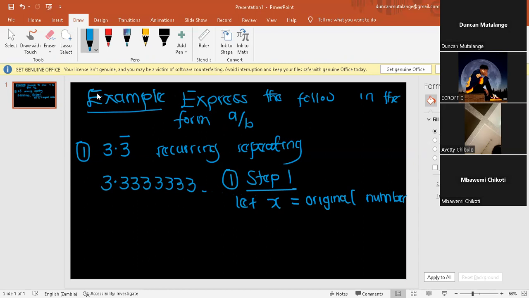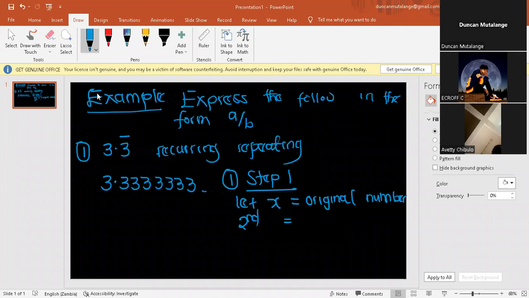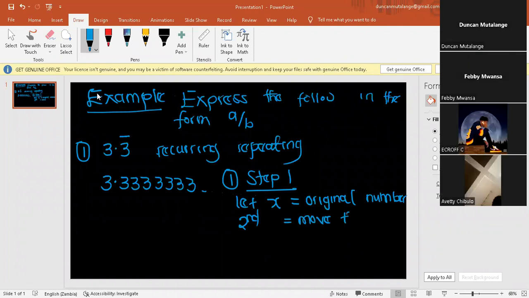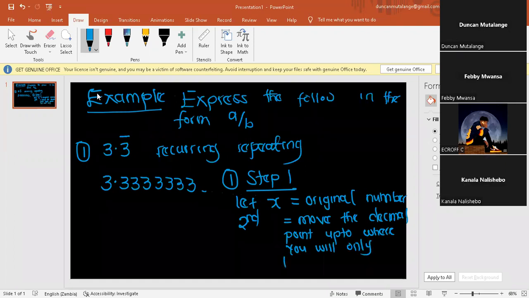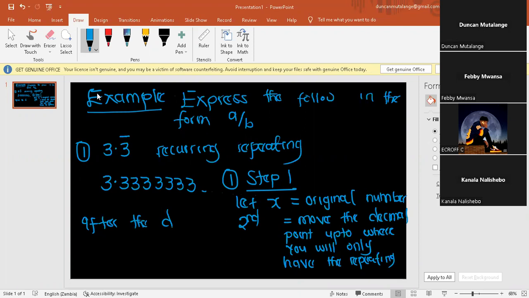Then the second thing you need to do is move the decimal point up to where you only have the repeating number after the decimal point. No one is going to ask you to list these; it's just for your understanding and your studies. I hope you have written that down because I will erase it.